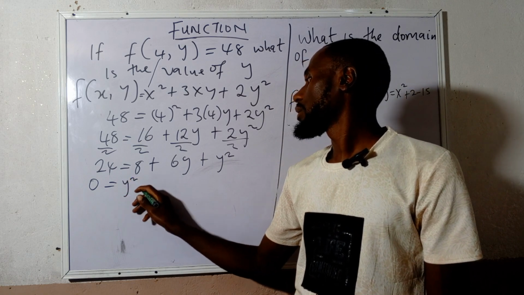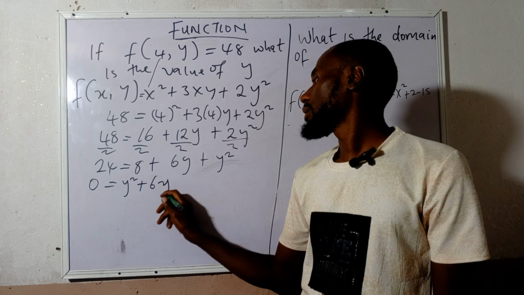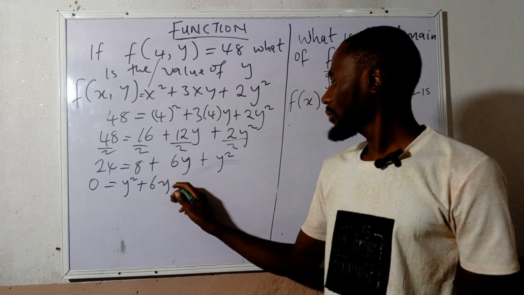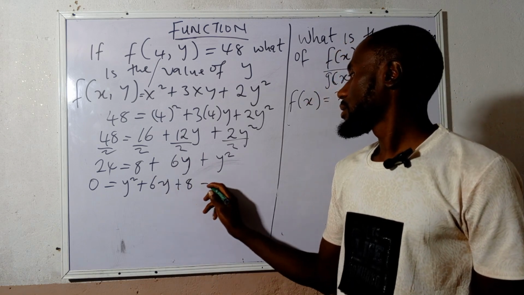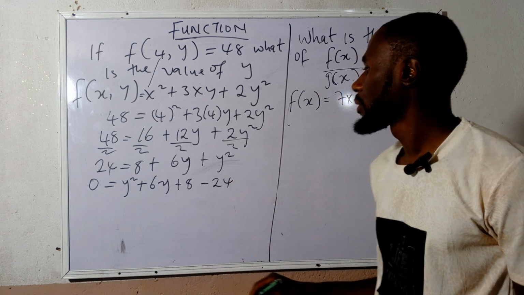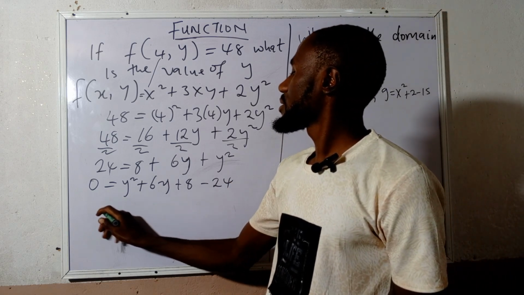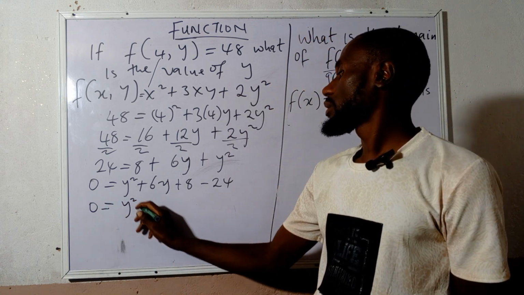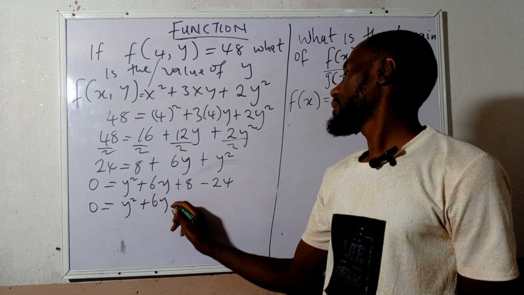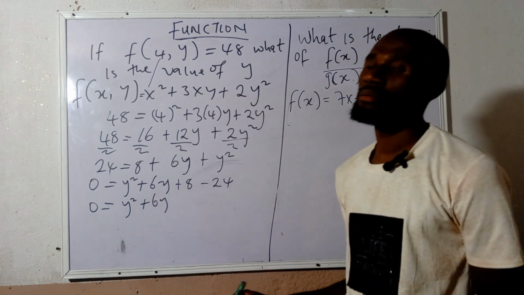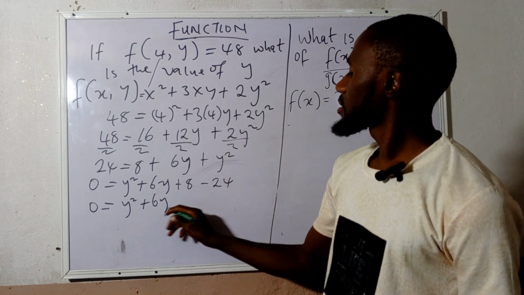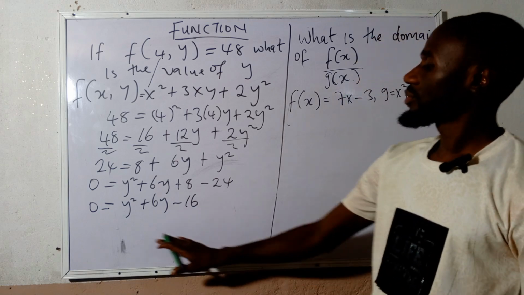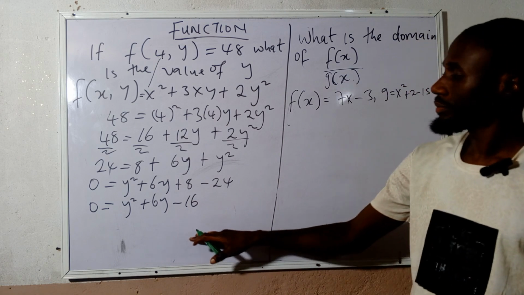y squared plus 6y. This is 6y plus 8 minus 24. We have this is equal to 0. We have y squared plus 6y, 8 minus 24, this is minus 16, and we resolve into a quadratic equation.